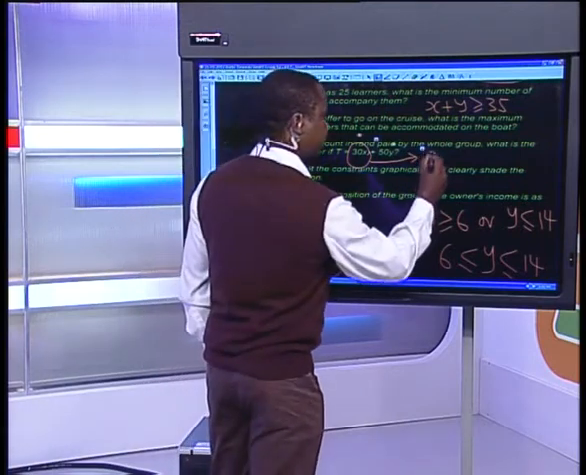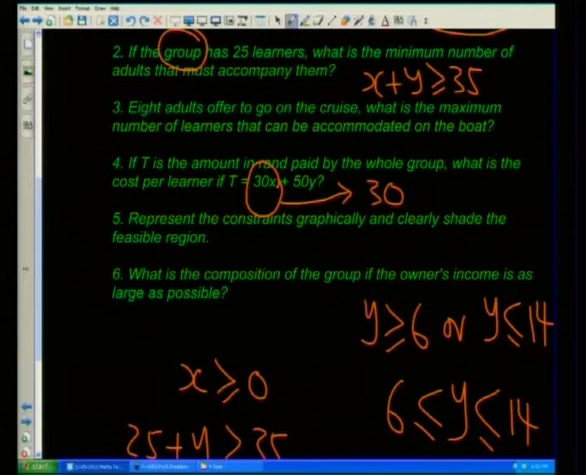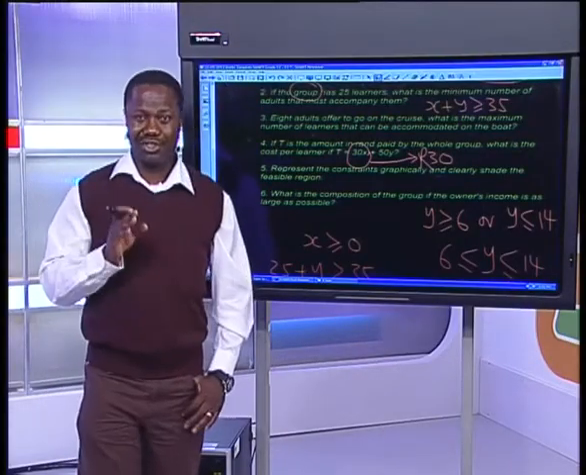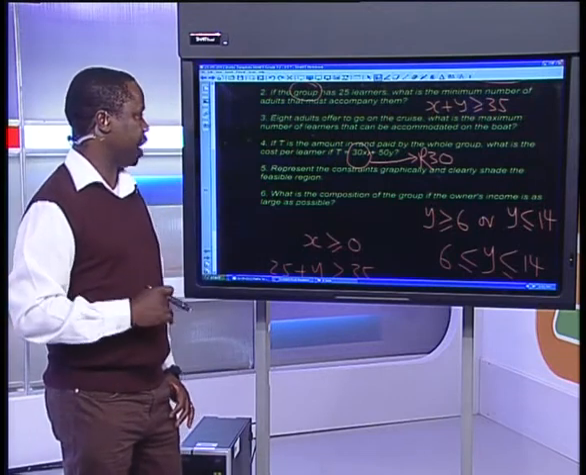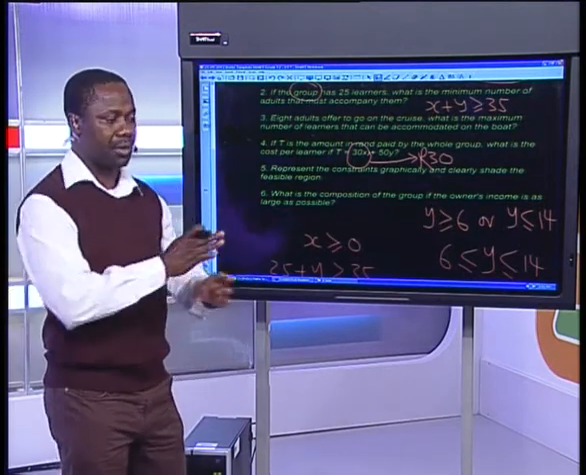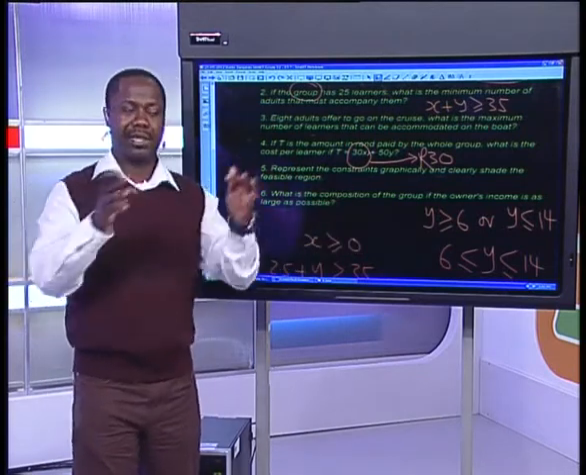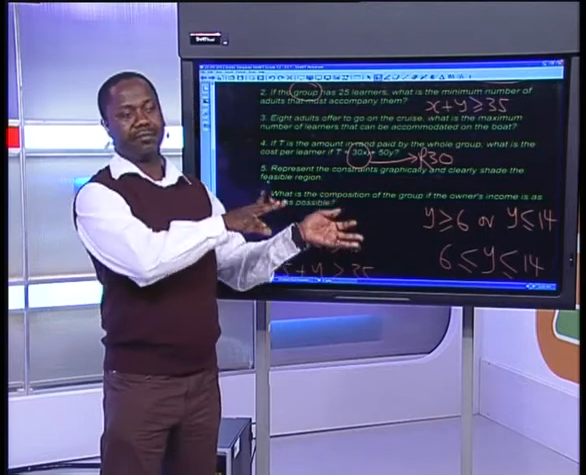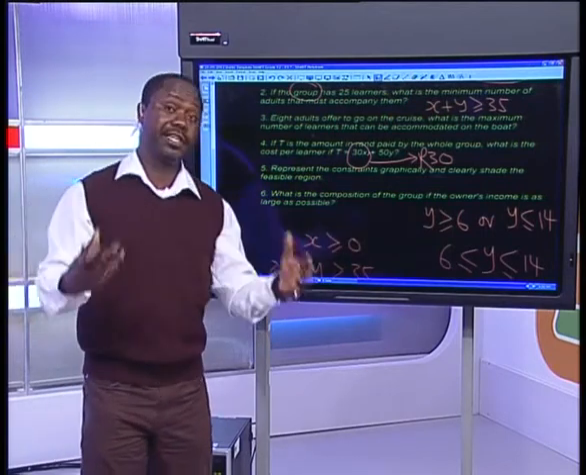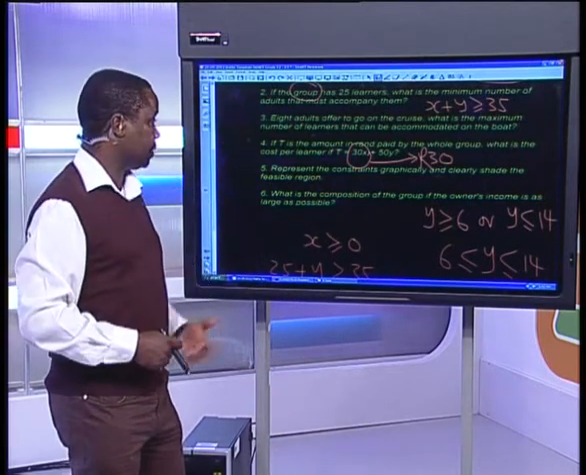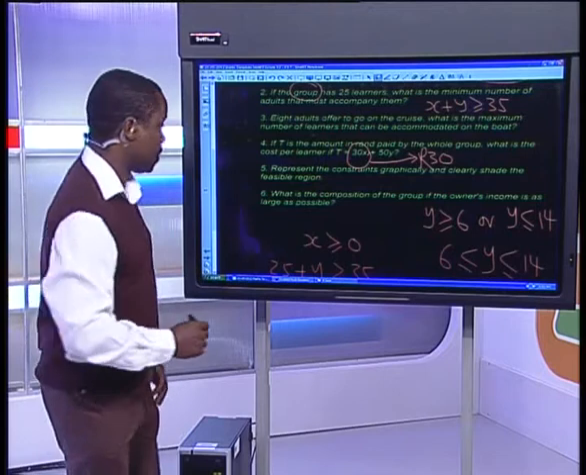The coefficient is 30. That is the amount in rand. In this case, it's in rand. That's the answer to that question. Pretty straightforward. Question number 5 says, represent the constraints graphically and clearly shade the feasible region. You can see that we are going through all the steps of converting information from one form to the other. We started with a problem statement. We converted these things to equations, inequalities. Now we're going to express it graphically. So this is what the 5th question is asking for now.